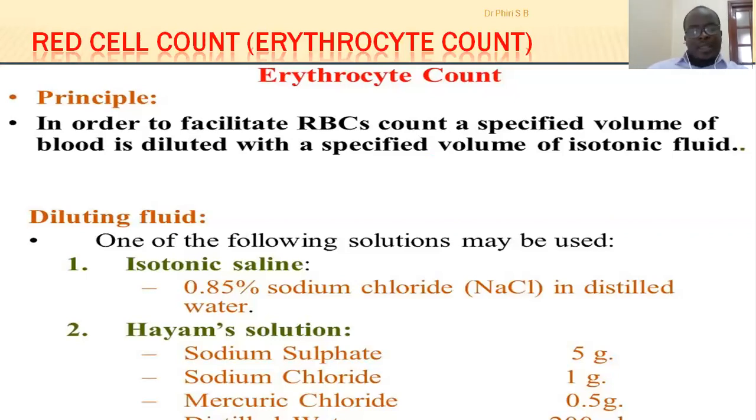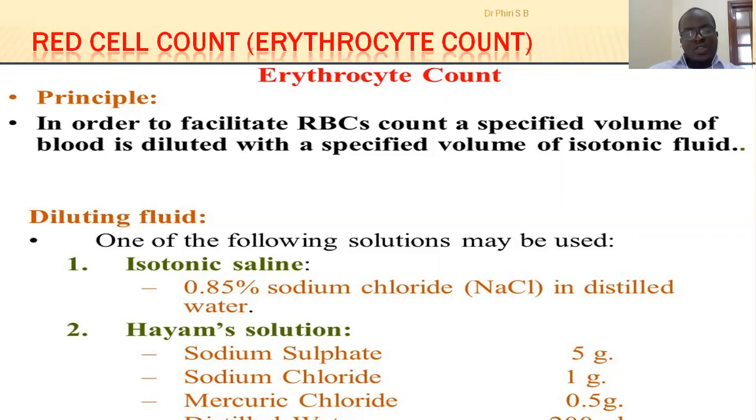So it's that simple. There are two different types of fluid that you can use. There is isotonic saline. This isotonic saline is composed of 0.85% sodium chloride in distilled water. So you just add 0.85% sodium chloride in distilled water. Then you have isotonic saline, normal saline, that you can use to dilute the red blood cells for you to count them. Then you also have Hayem's solution.